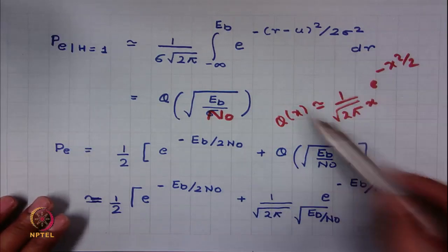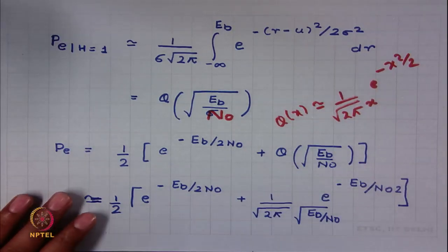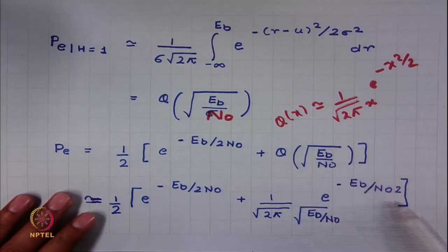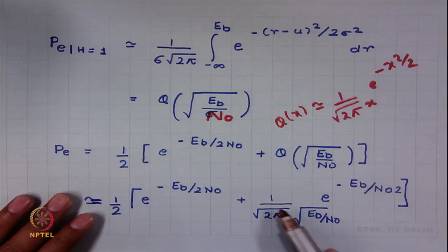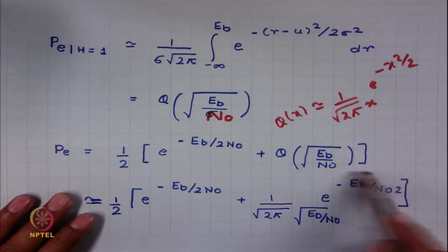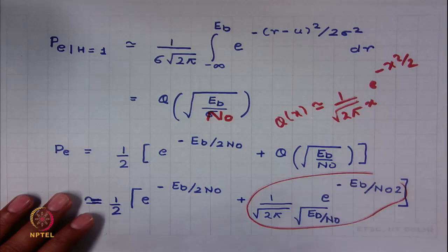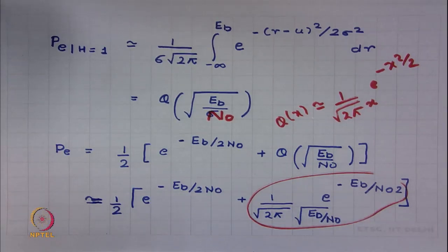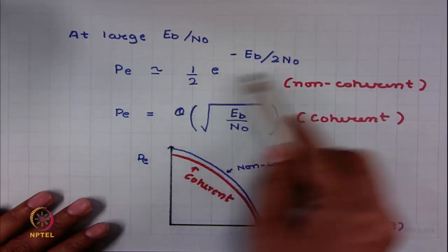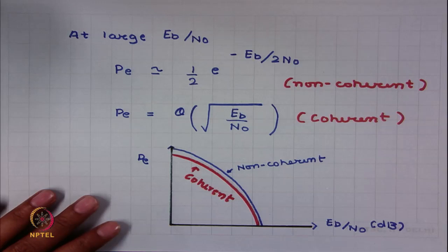So, using this approximation for q of x, we can write this as this, and now you can see that if your abno is pretty large, then this term will have no contribution, it will be negligible, and thus my probability of error simply trims down to this value.